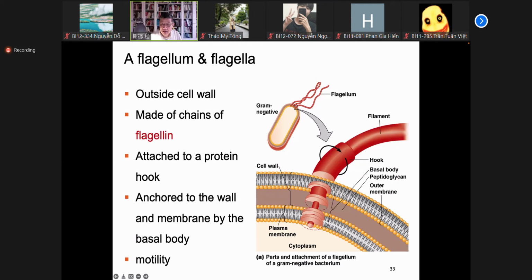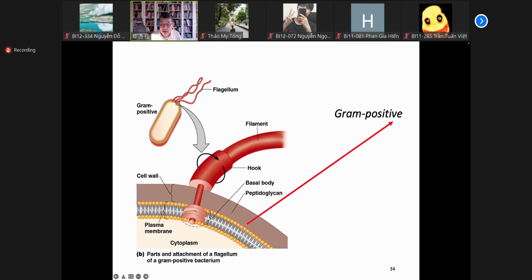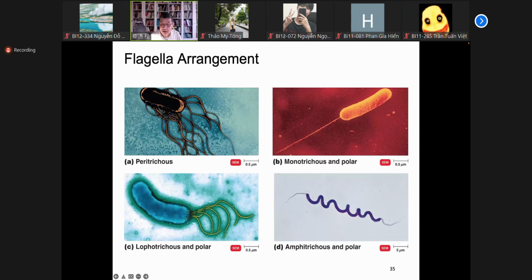Appendage for the bacteria, it's called the flagella. Very important. It's present in both gram-positive and gram-negative cells. Okay, you can see that flagella is a single hair. Peritrichous is around the cell body. It's called peri, it's around with the flagella. Lophotrichous means a tuft on the one end.